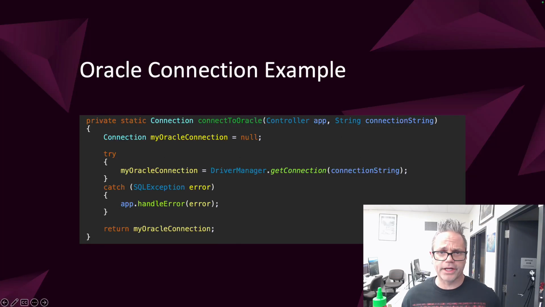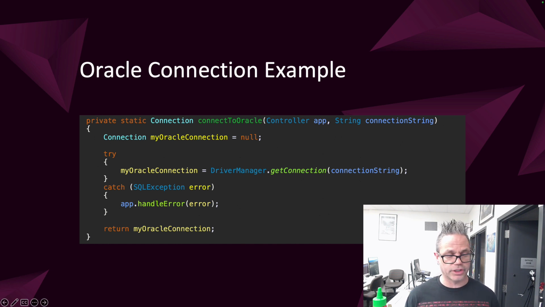So here's an example using an Oracle connection. I have a private static method like I was talking about, which returns a connection, and it's called connectToOracle. I know, creative name. I pass it the reference to the controller and then the connection string as parameters. I initialize my connection and assign it null because I have to have a value assigned to my return variable automatically. I then use a try block to assign a better value to it.